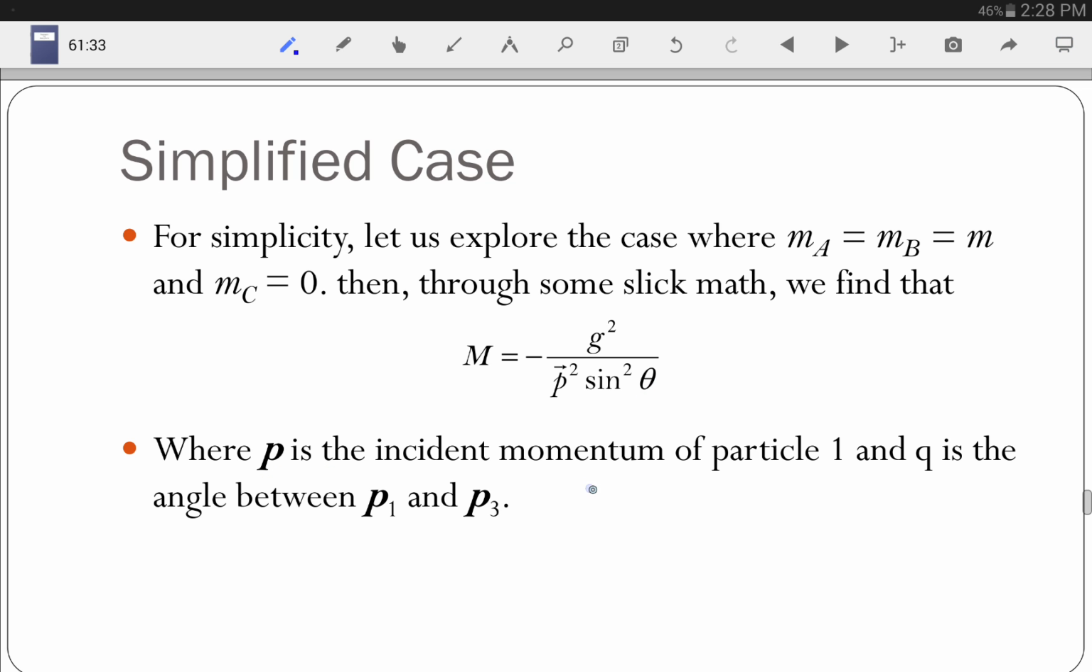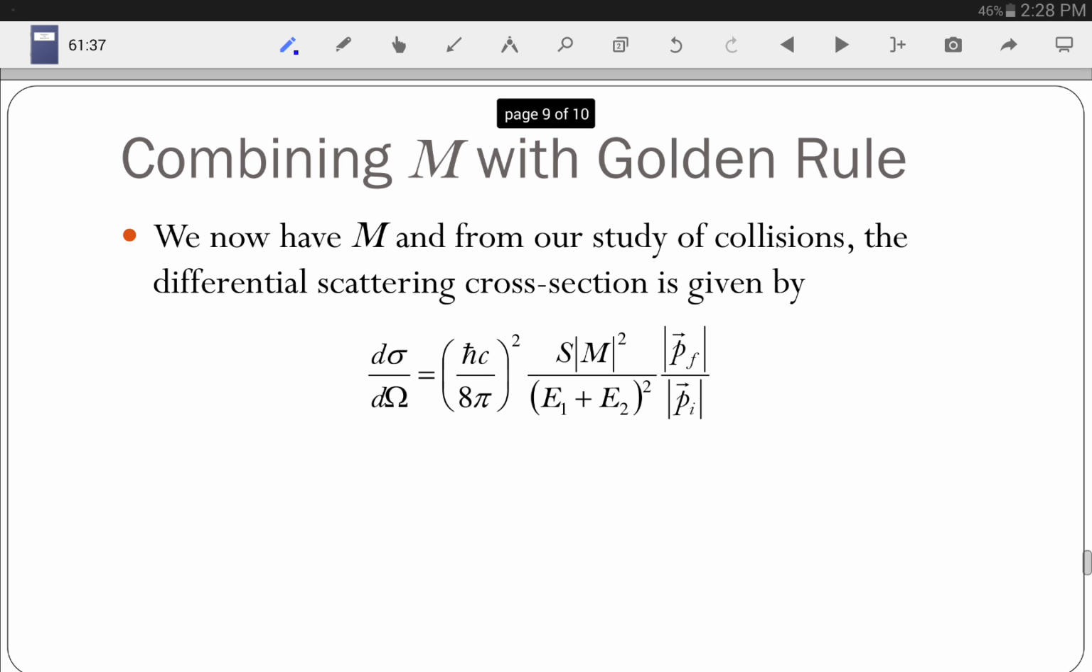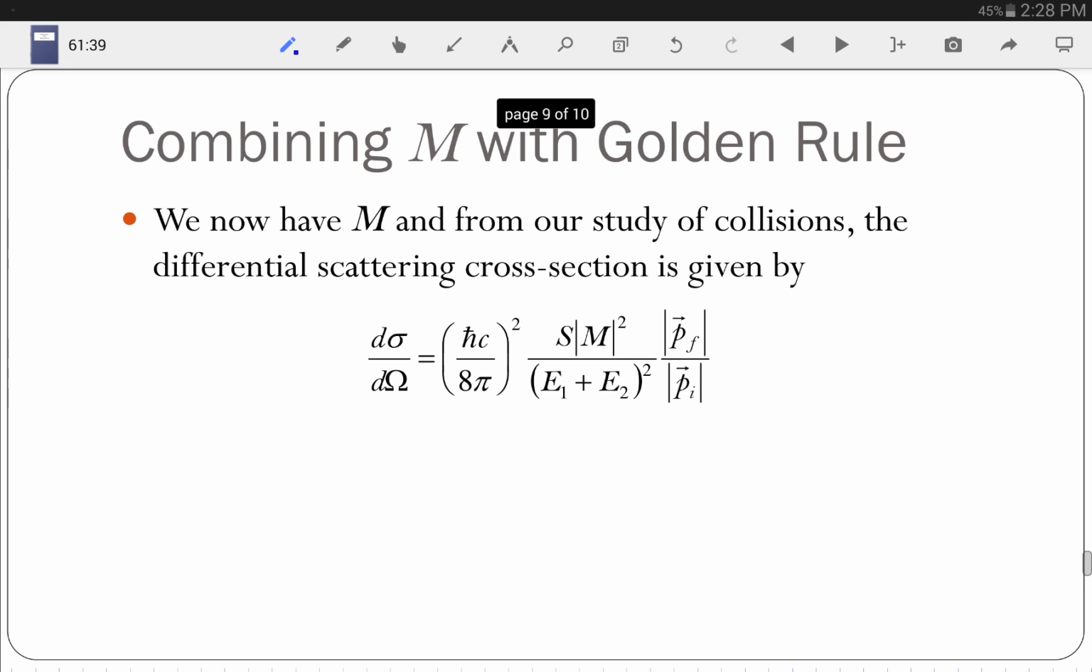Where p is the incident momentum and theta is the deflection. And notice I'm on 9 of 10. You can combine that into this equation here. Notice final momentum over initial momentum. That's going to be 1, right? Because momentum is going to be conserved.